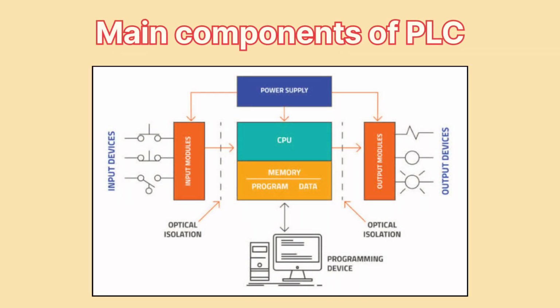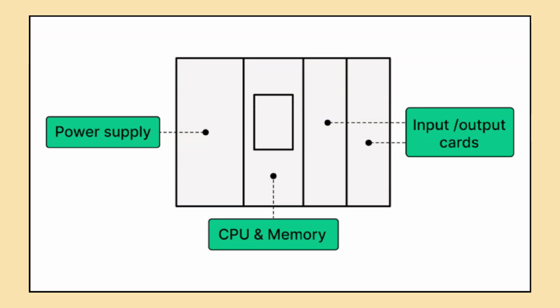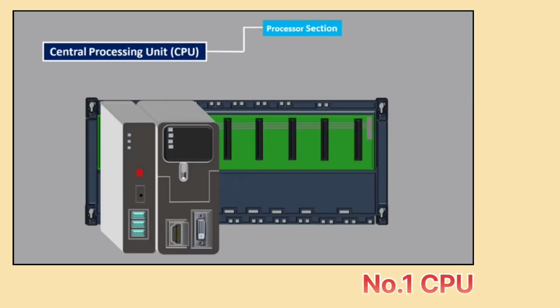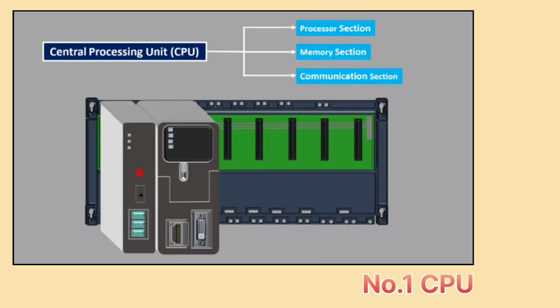Now let's take a look at the main components of a PLC. A typical PLC has three main parts. First, the central processing unit, CPU. This is the brain of the PLC, where all the logic and processing takes place.